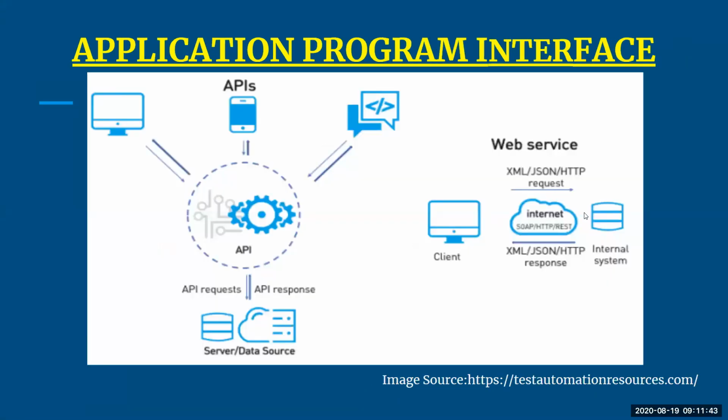Since online components are revolving around API, let us know what we mean by API. The full form of API is Application Program Interface. APIs are a set of routines, protocols and tools that help you build software applications. In short, an API specifies how your software components should interact.